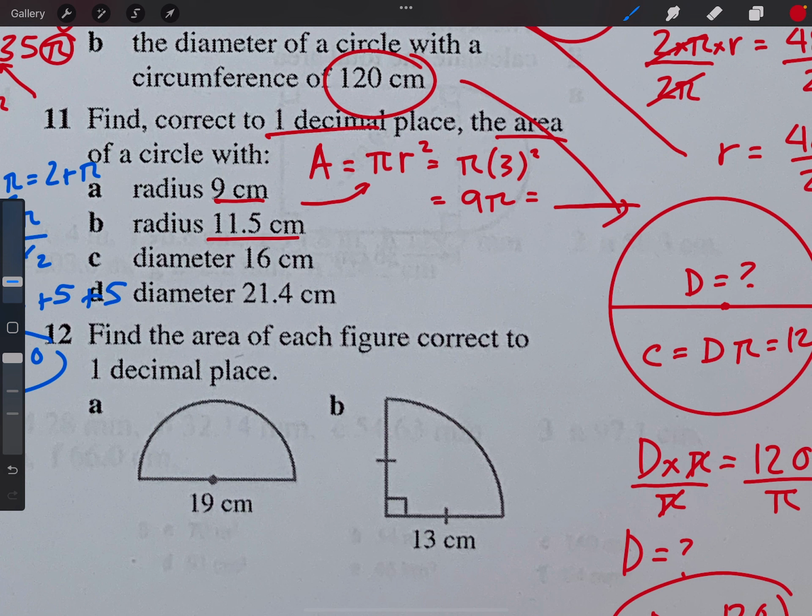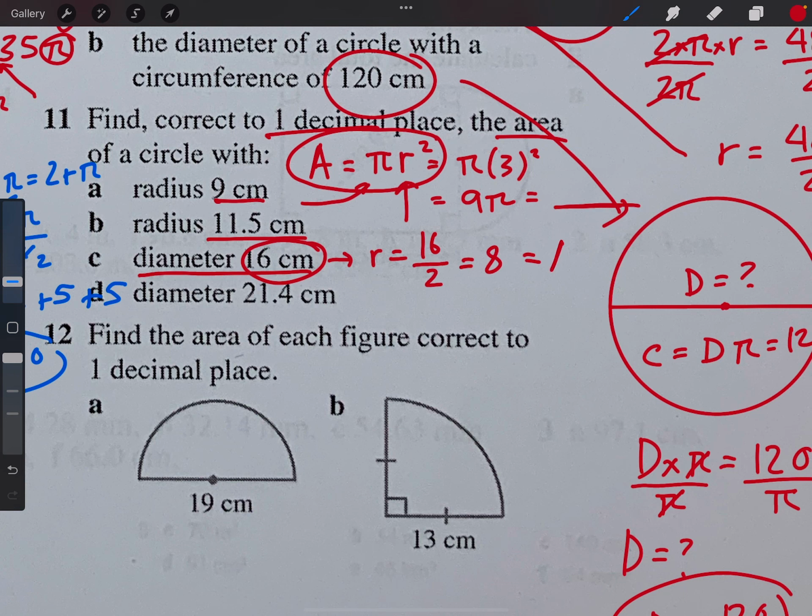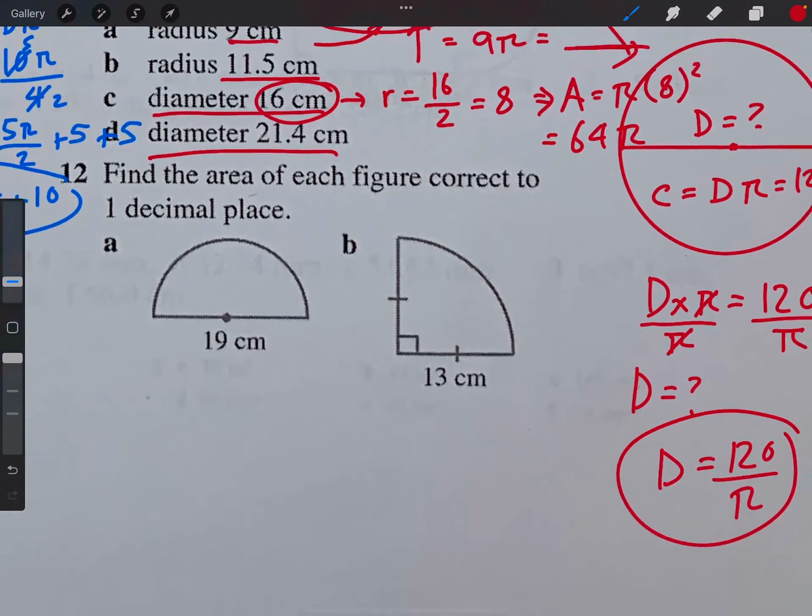So you're given the radius. Now this one, question C, you're given the diameter. So for the area, we need to have the radius, not diameter. So change it to radius. If diameter is 16, then the radius must be half of 16, and that's equal to 8. And then just again plug that into the formula. Area equals pi times 8 squared. So that's equal to 64 pi. Put it into the calculator, get the answer. Again, do that same thing with question D.